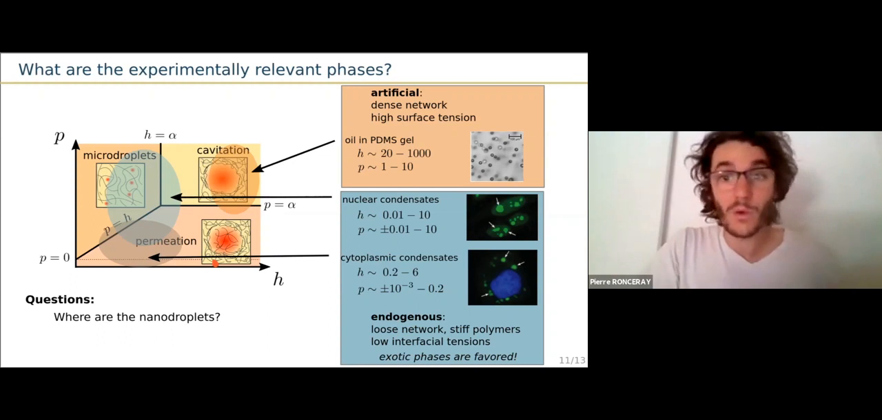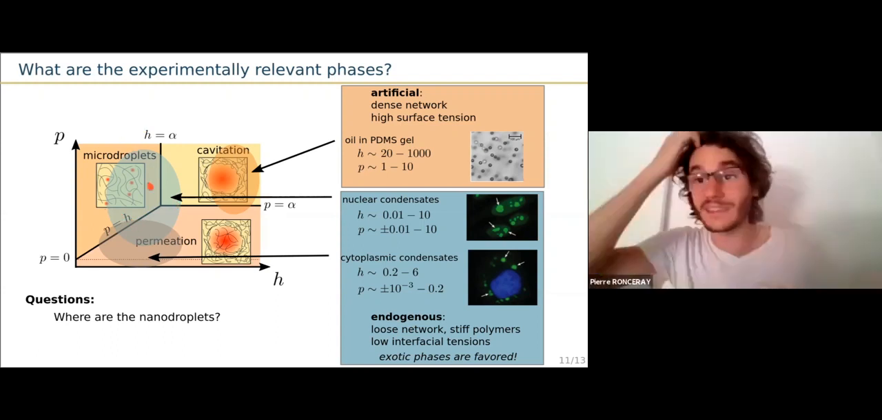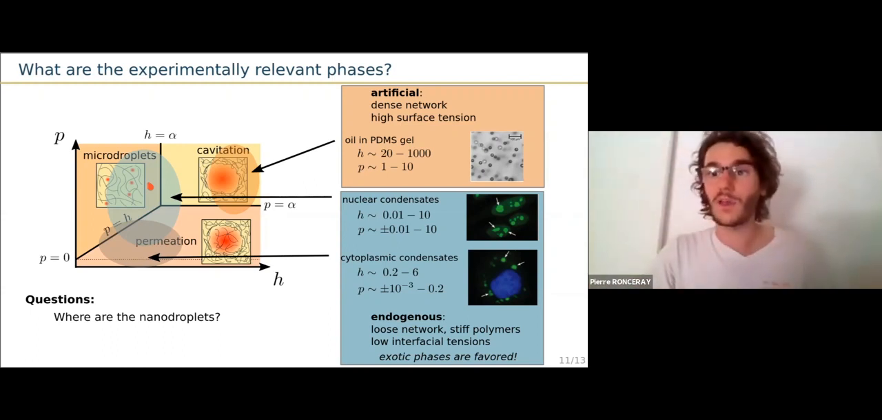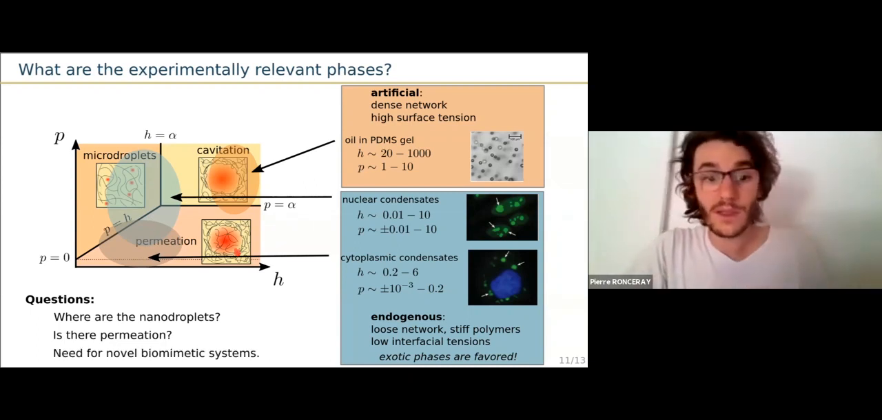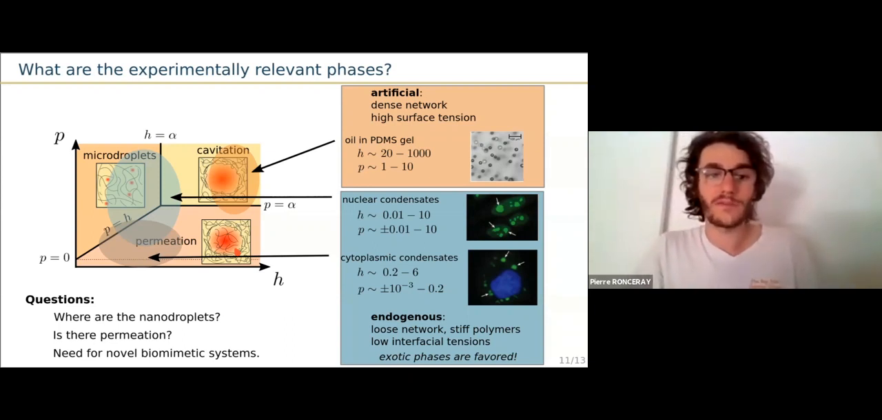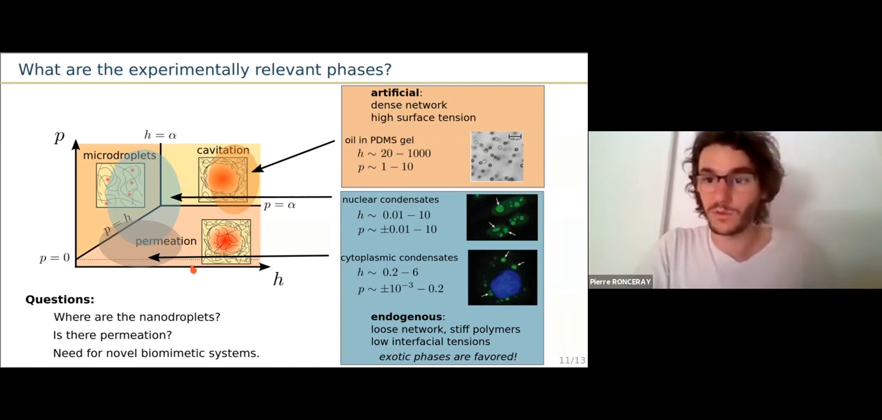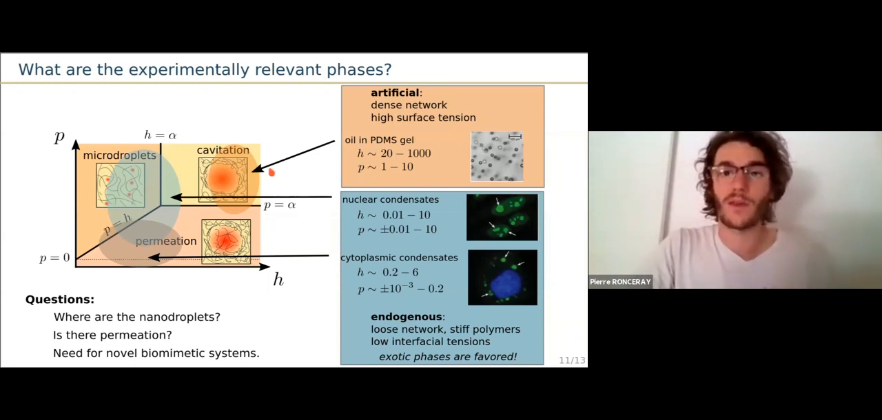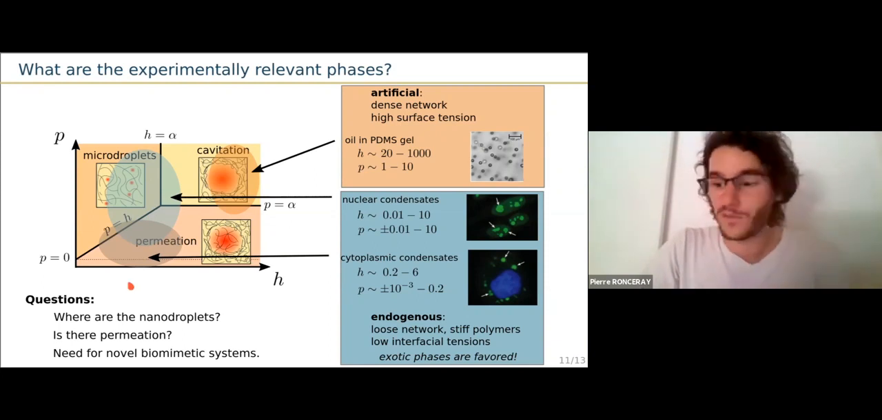And I'll leave it open to you. Are these nanodroplets here? And if so, why haven't we seen them yet? Maybe they're just too small to be optically resolved in the nucleus in particular. The typical size that they would have is in the 10 to 30 nanometers. Is there permeation in particular in the cytoplasm? And what this shows really is that we have a need for novel biomimetic systems that operate in the regime of truly biological systems, because the artificial systems of oil in water or oil in PDMS are really operating in a different physical regime from the ones in vivo.